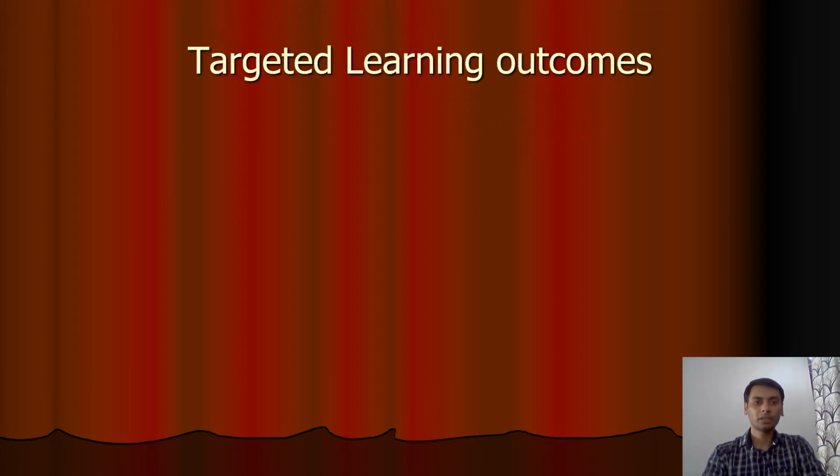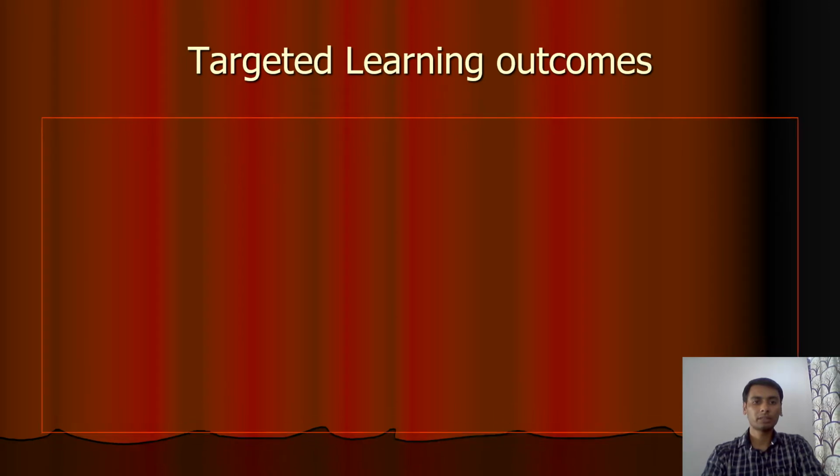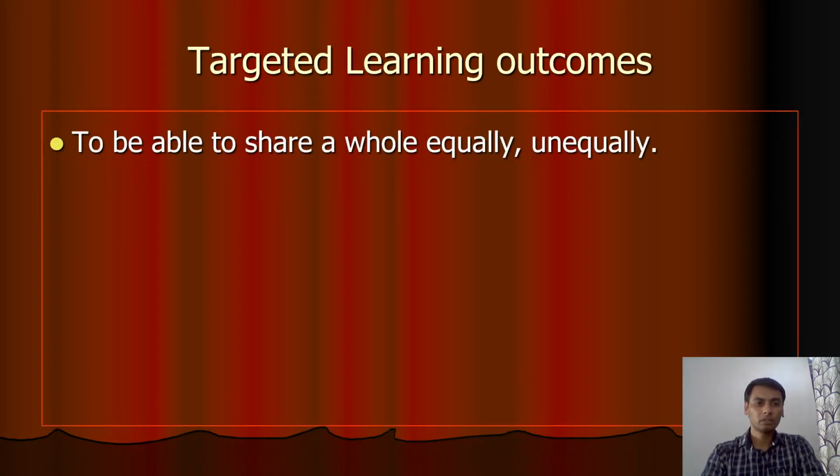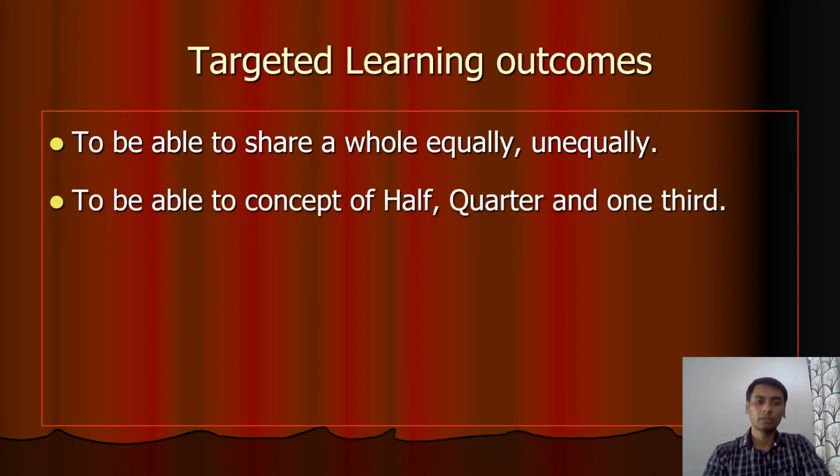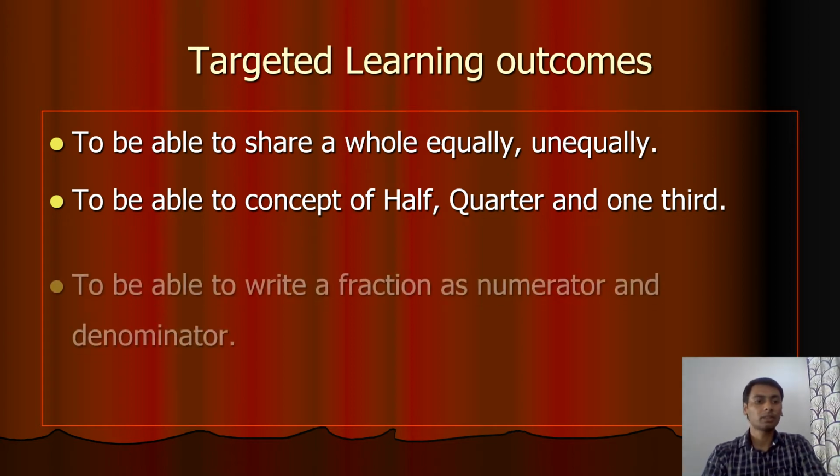First I am going to tell you the TLOs, that means the targeted learning outcomes of this lesson. The first is to be able to share a whole equally and unequally. After watching this video, the students will be able to share a whole thing equally and unequally. The next is to understand the concept of half, quarter and 1/3. You also will be able to say what is half, what is quarter and what is 1/3.